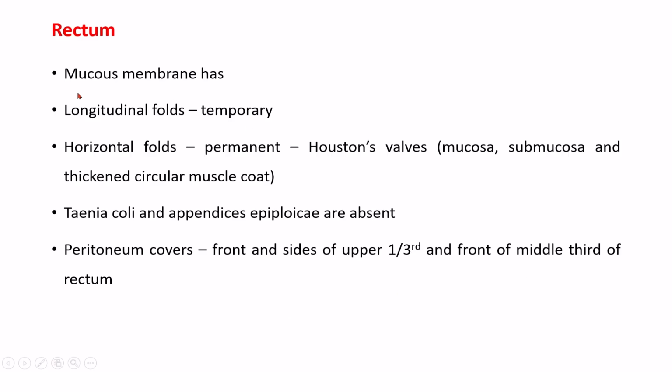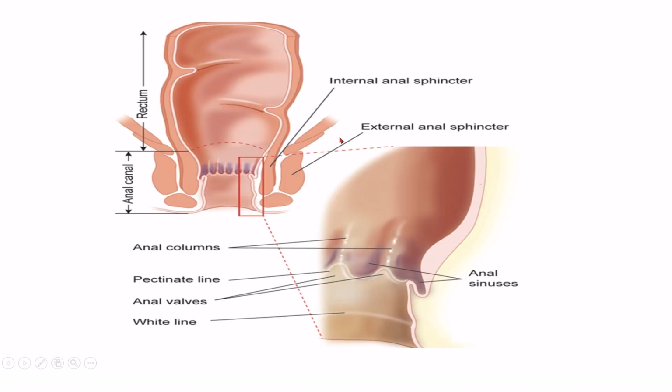Rectum is also a part of the large intestine. So the mucous membrane has temporary longitudinal folds and permanent horizontal folds. These are called Houston's valves. Houston's valves have mucosa, submucosa, and a thickened circular muscle coat. Tinea coli and appendices epiploicae are absent. Peritoneum covers the front and sides of the upper one third of the rectum, and only the front of the middle third of the rectum. The remaining part of the rectum is not covered by peritoneum. You can see here these are the Houston's valves.